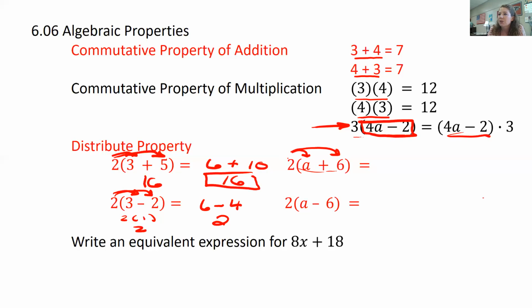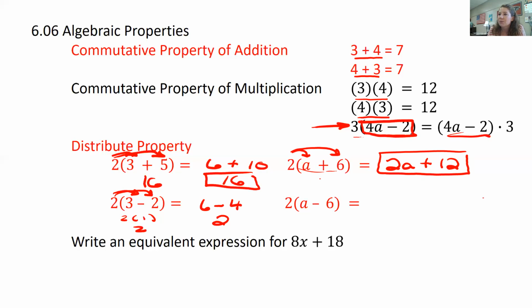So we're going to multiply 2 times a. Well, 2 times a is 2a. And 2 times 6 is 12. And those are unlike terms, so we can't go any further. We can't add 2 and 12 because they're unlike each other. They're unlike terms. So that's the final answer.